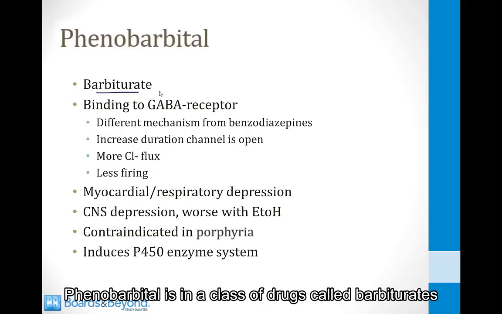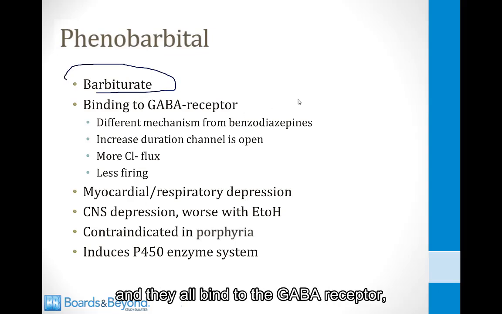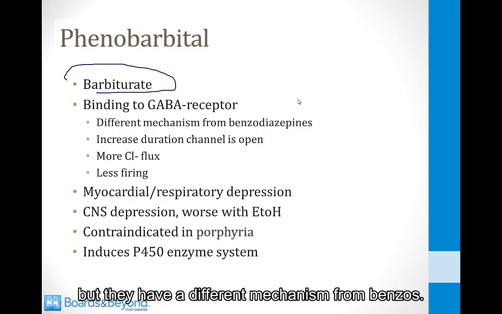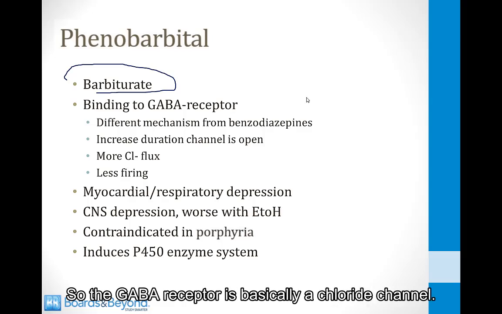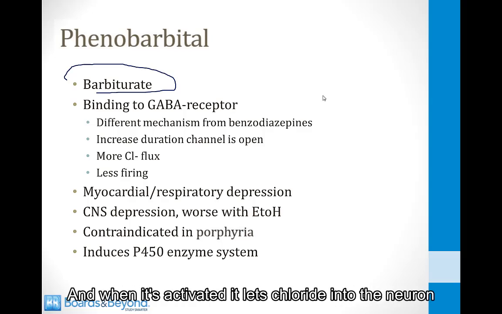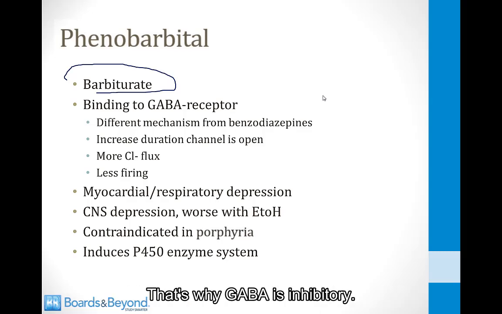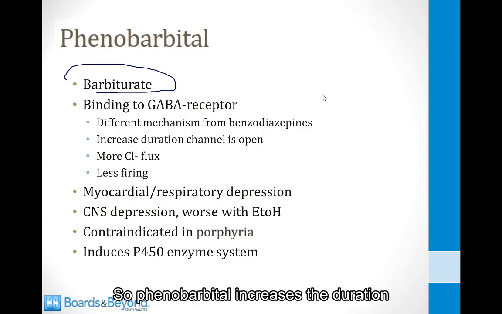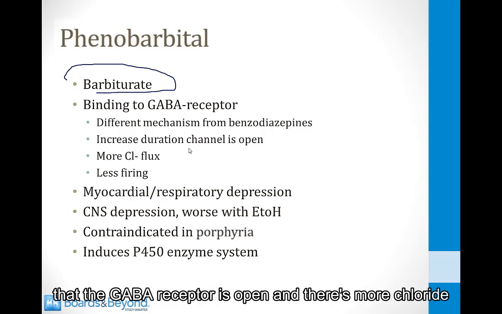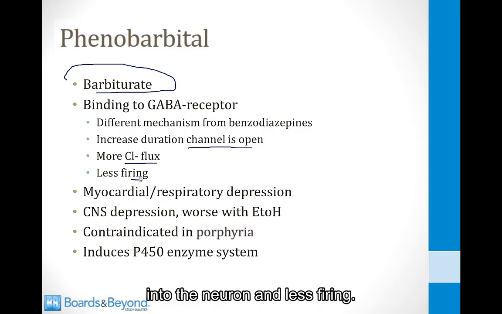Phenobarbital is in a class of drugs called barbiturates, and they all bind to the GABA receptor, but they have a different mechanism from benzos. So the GABA receptor is basically a chloride channel, and when it's activated, it lets chloride into the neuron, and this makes it harder for the neuron to fire. That's why GABA is inhibitory. So phenobarbital increases the duration that the GABA receptor is open, and there's more chloride into the neuron and less firing. Phenobarbital can cause myocardial and respiratory depression.